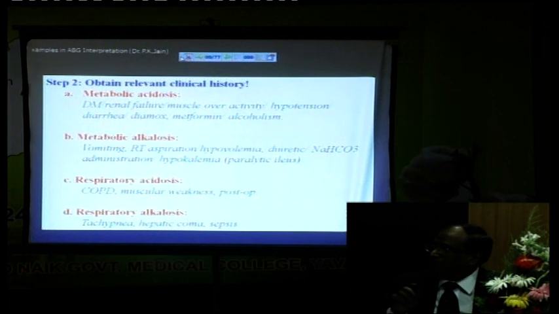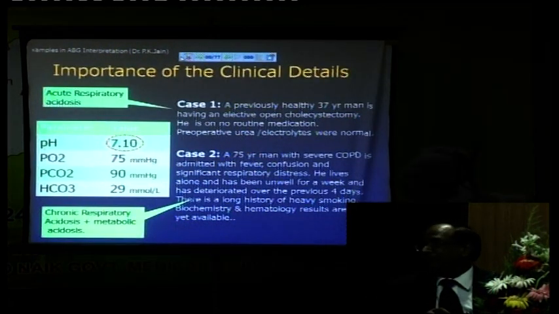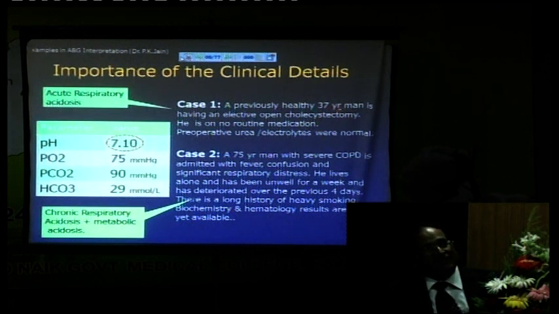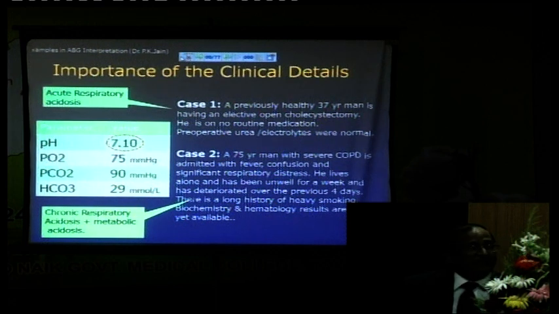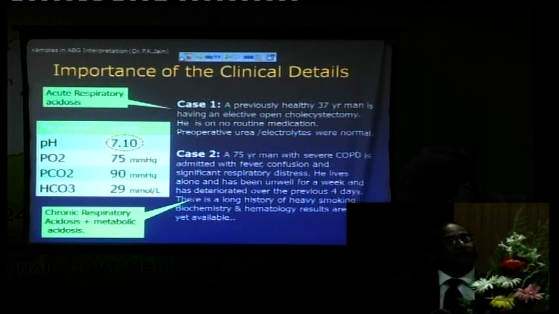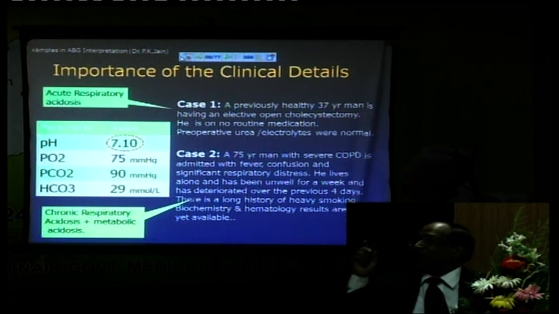So, having known the history, then you look at the blood gas and try to understand what it is. I won't go into the detail, but trust me that for the same blood gas report, if I tell you he's a healthy 37-year-old man having had cholecystectomy, the interpretation of this is acute respiratory acidosis. If I change the history and say he's a chronic COPD, he's confused, he's been alone, he's been unwell for a few days, the correct interpretation is chronic respiratory acidosis and metabolic acidosis. Same blood gas, no metabolic acidosis to metabolic acidosis, both are correct depending on the history. So always patient first, blood gas report second. Have you understood this?